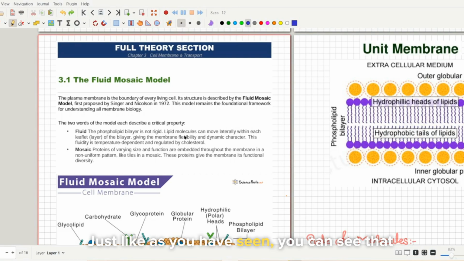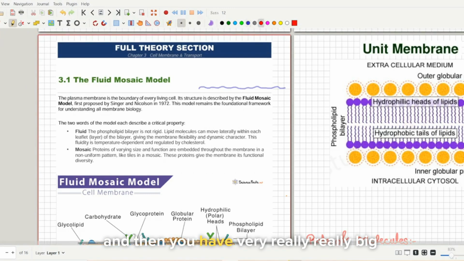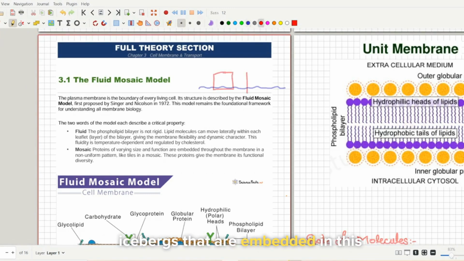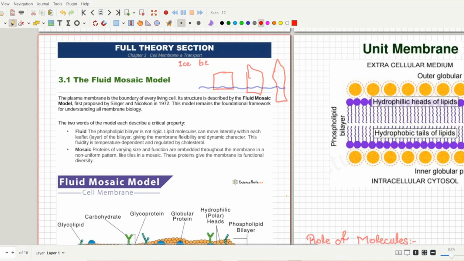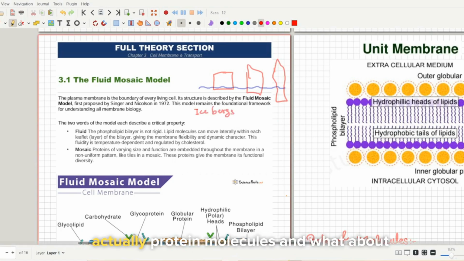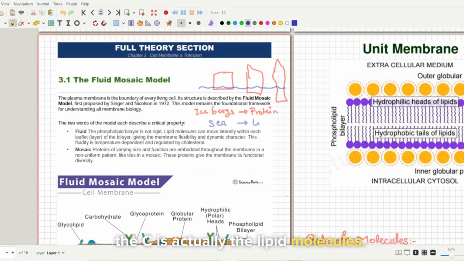Just like, as you have seen, there is a sea. Let me make the sea for you, like here. Imagine this is a big sea, and then you have really big icebergs that are embedded in this sea. So what is the sea and what is the iceberg? The icebergs are actually protein molecules. And what about the sea? The sea is actually the lipid molecules.